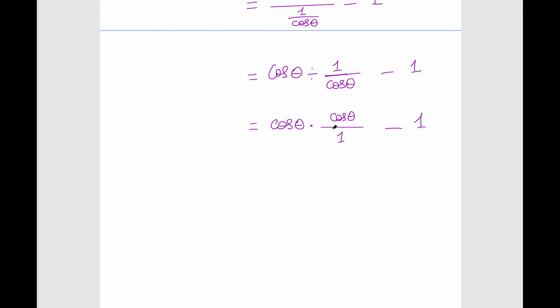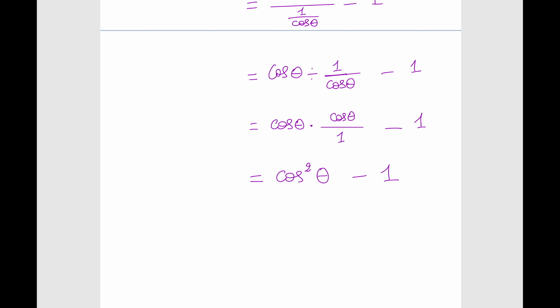Okay. And what's cosine theta over 1? Cosine theta over 1 is cosine theta. Something divided by 1 is itself, right? So this whole thing is cosine theta times another cosine theta. What's cosine theta times itself? Is the square of cosine theta, minus this one. This one, right? They are the same. Okay.